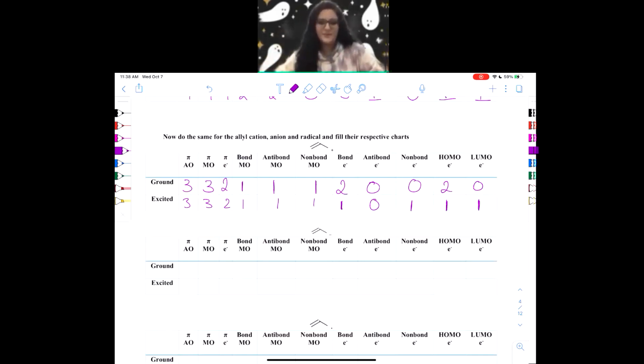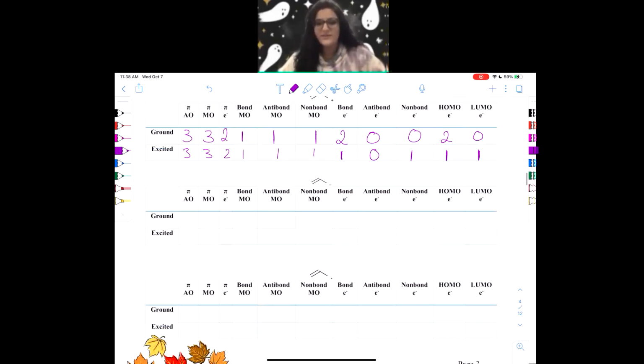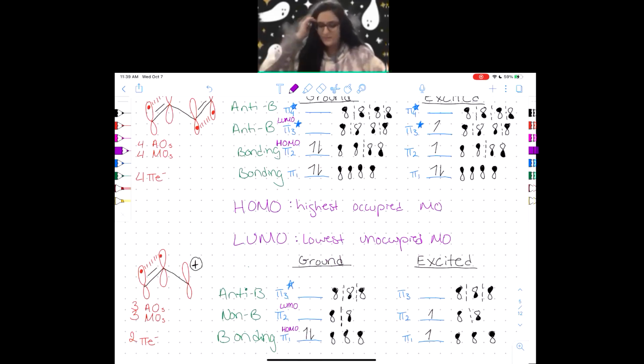Yay! Any questions before we go on to the next one? Looking at it, I realized I put the anion before the radical, so I'm going to cover the radical first and then go into the anion. Someone asked, I think this was the same question as before, if not, ask it again: is the LUMO and HOMO the same for the ground and excited state? Yes. The HOMO and LUMO are not ever going to change for the excited state. Whatever we label it in the ground state, it will stay the same.